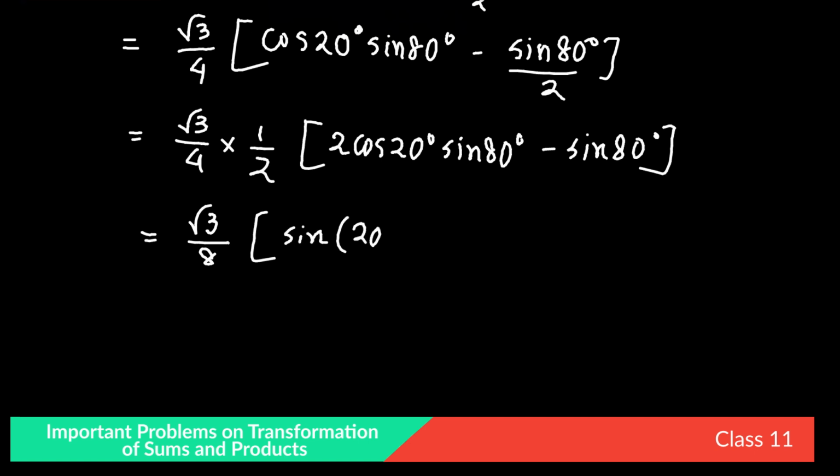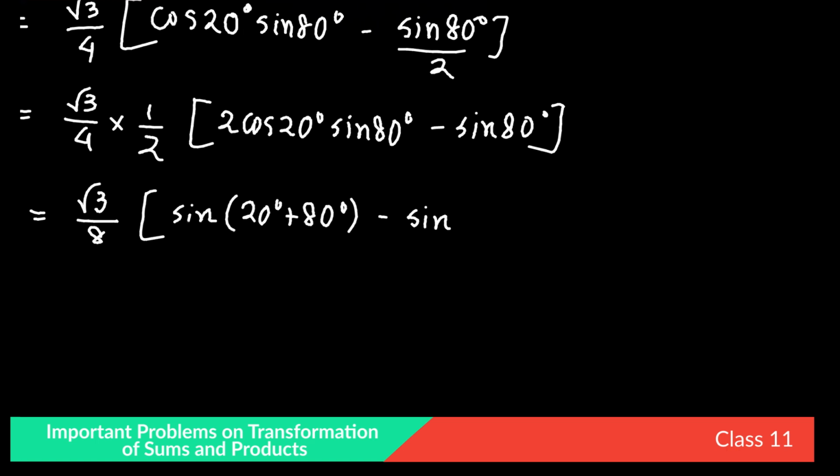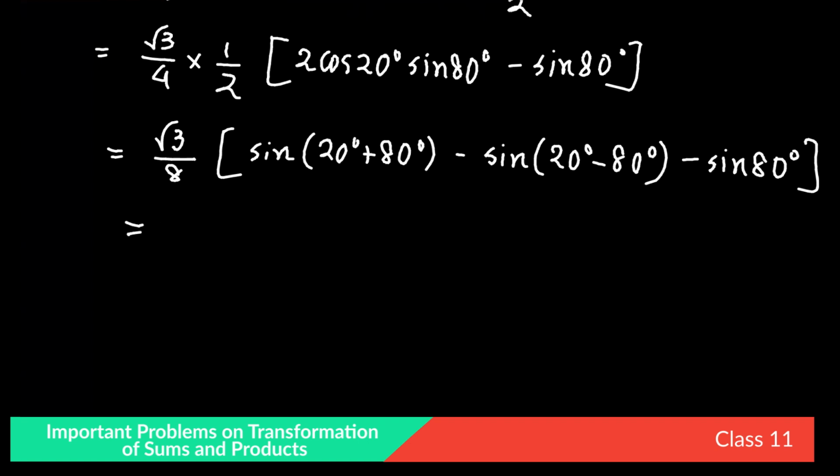Sine of 20 plus 80 minus sine of 20 minus 80, minus what we have, it is sine 80. Now see, this is root 3 by 8. This is actually what? This is sine 100. Now here it is minus sine of 20 minus 80.